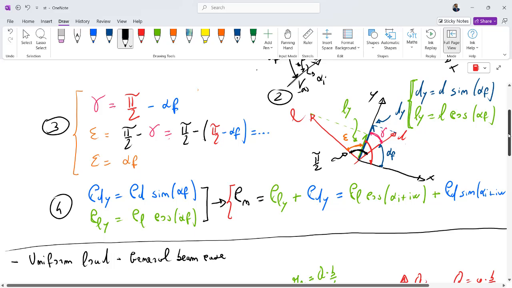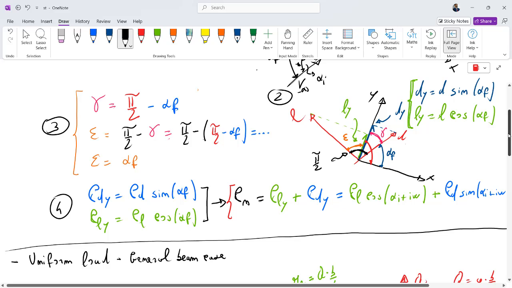But we can express this formula in non-dimensional form, as expressed in relation number 4: CDY is equal to CD, the local CD acting on the airfoil, this is the 2D CD, times sine alpha final, and CLY is equal to CL times cosine alpha final.